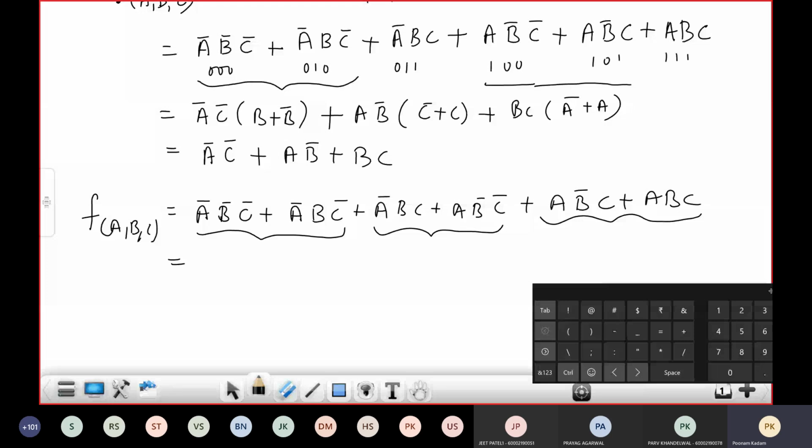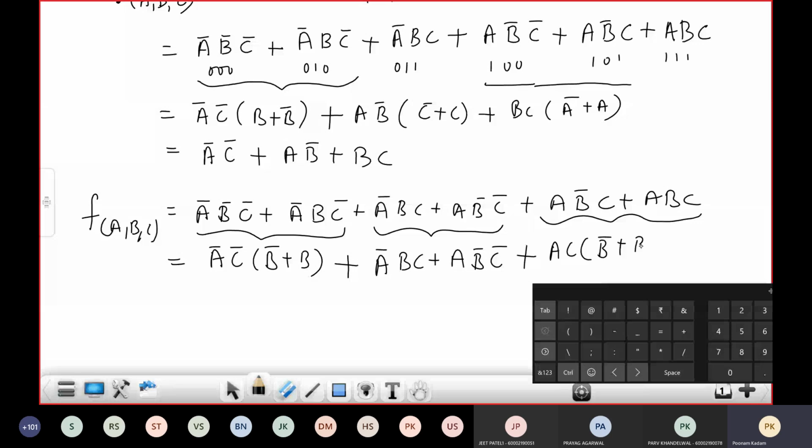Then if you combine the next two terms, what do you get? What is common in this? There is nothing common, right? So it will be A bar BC plus A B bar C bar. Then if I combine the last two, you get AC, and then B bar plus B. So what we get is A bar C bar plus A bar BC plus A B bar C bar plus AC, right? Let us further reduce this.